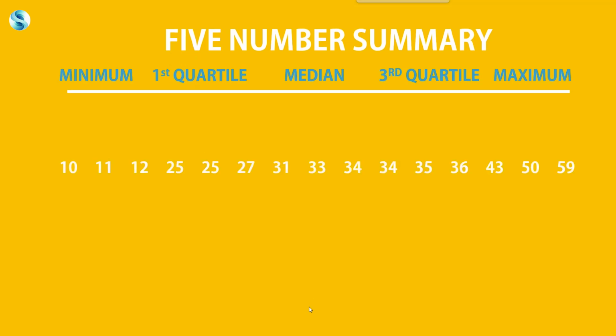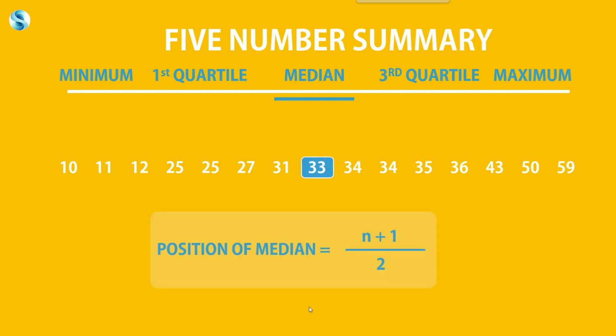So let's determine the 5-number summary for the following data set. We will start with the median. To find the median, you can look for it visually, and you should find that the median is equal to 33. You can also use the formula to find the position of the median, and we find that it is in the 8th position, which is equal to 33.